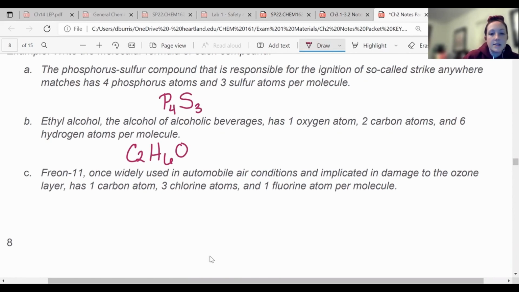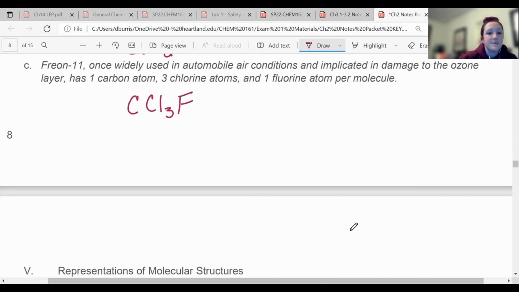Okay, it says this is Freon 11. That was in automobile air conditioners, and part of the problem was we had an ozone issue. It has 1 carbon, so carbon, don't write the 1, 3 chlorines, and 1 fluorine. Now, this is where it's important to make sure you don't capitalize everything. You use lowercase when you need to. This l should be lowercase. And then this is going to be your formula for Freon 11.